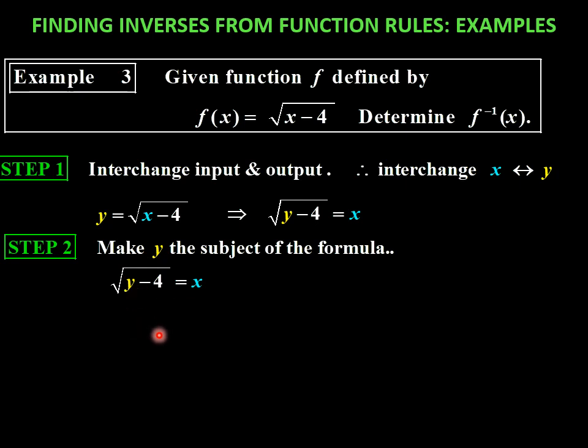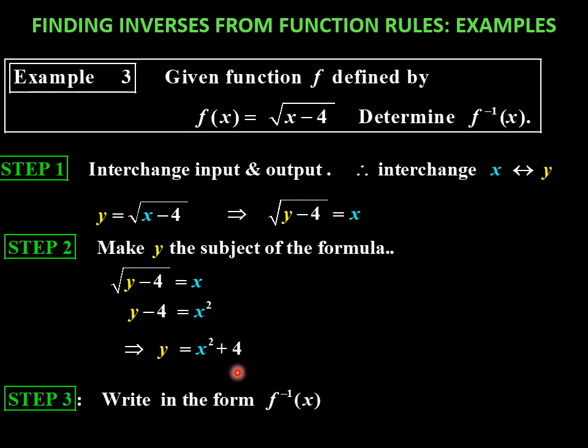So which one do I do first? The one on the outside, which is the square root. So what's the inverse operation of square root? That's correct, the square. And the inverse of subtraction, that's correct, is addition. So I end up with x squared plus 4. And if we now write it in the required form, inverse of f of x, I get this.